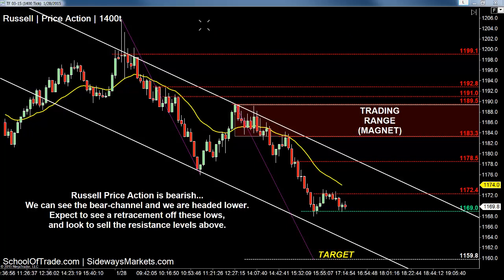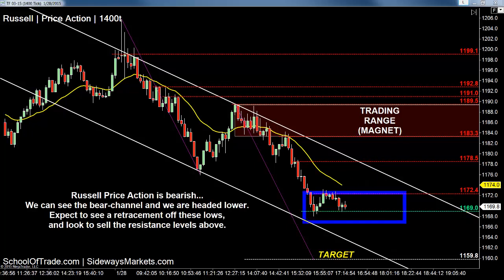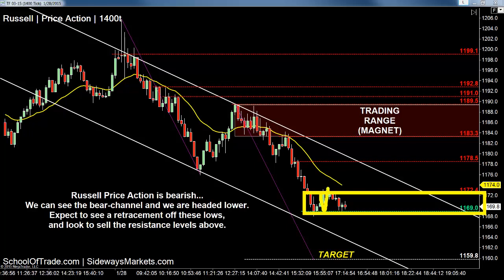So, Russell price action, clearly bearish. We can see the bear channel, and we are headed lower. Now, I would expect to see a retracement off these lows, just the way it looks right now. But in all reality, you could easily see we may just slip and fall. So here are some scenarios for us. Scenario 1, we go higher, we sell it back lower. Breakout, fade. This little range right here is really important because it gives us the ability for a breakout fade, or breakout trap, or breakout retrace.